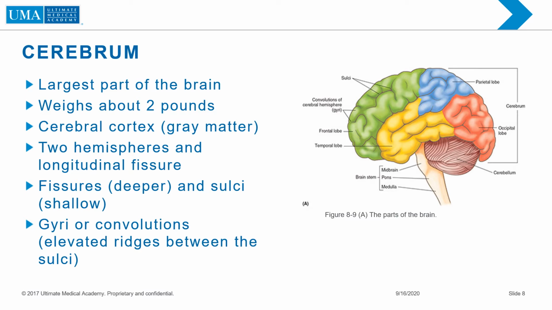fissure. The cerebral surface is completely covered with furrows and ridges. The deeper furrows or grooves are referred to as fissures. The shallower ones are called sulci. The elevated ridges between the sulci are the gyra, or convolutions. These convolutions serve to increase the surface area of the brain, resulting in a proportionally larger amount of gray matter.